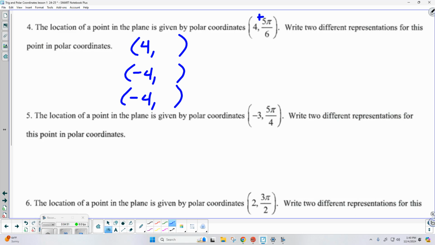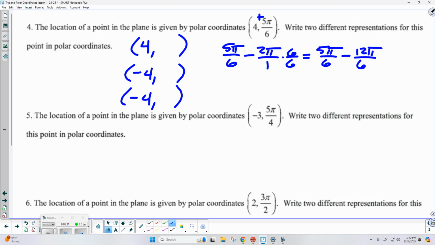Because we have a positive 5 pi over 6, the opposite direction would be to subtract that. But remember, even if I were to add 2 pi, that's still going to be the location of that point. There's an infinite number of ways to write a polar coordinate for one location. So this problem just comes down to a little bit of algebra. We'll get a common denominator. So this is going to be 5 pi over 6 minus 12 pi over 6. So how many 6s would I have here?